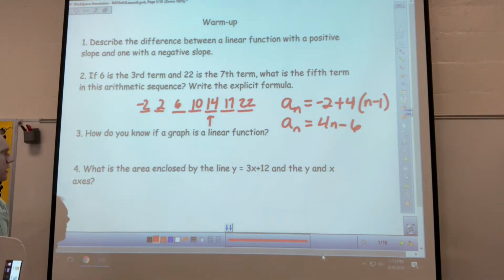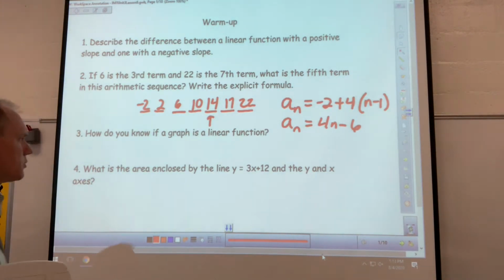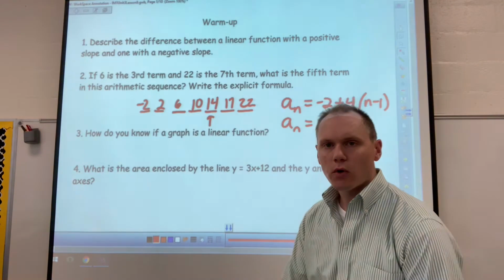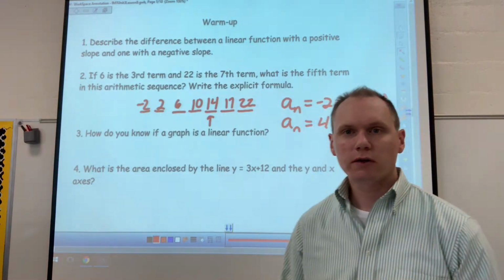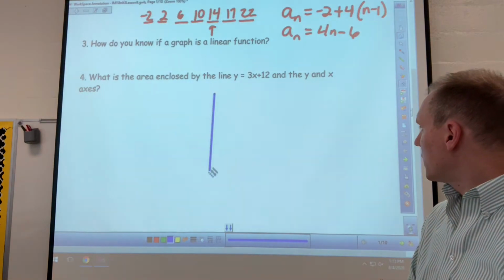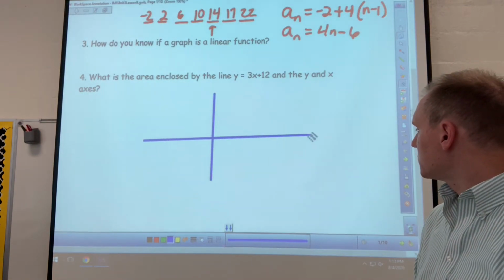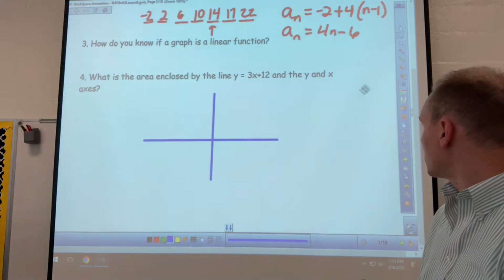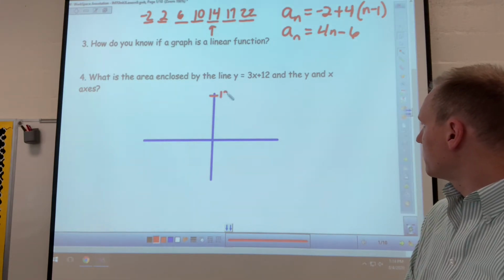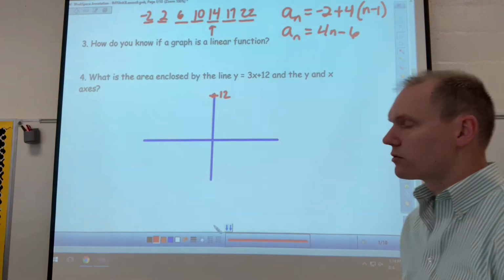Number 4, what is the area enclosed by the line 3x plus 12 and the y and x axes? We did a problem like this, maybe last video or the video before, where you kind of create a graph and kind of see what's happening here. So let's do that. So we have our y-axis and our x-axis. 3x plus 12 has a y-intercept of 12 and a slope of 3.